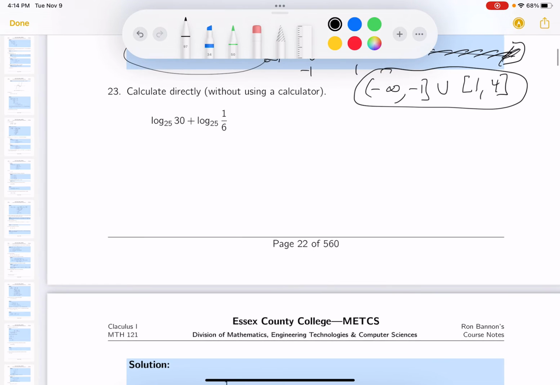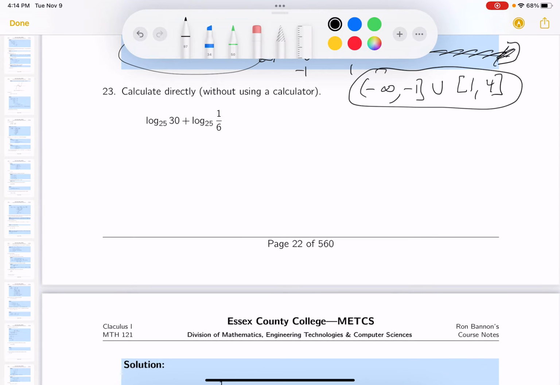Let's put this one down. This one says calculate directly without using a calculator. I realize some students say, well, if I had a calculator, I could probably do that. A lot of students would still struggle with this, and we're not asking you to struggle with anything. I'm going to use the rules of logs, by the way. And what do you get over here? Log base 25. And this is a sum, so what I'm going to do is take the product of their arguments, which is 30 times 1/6.